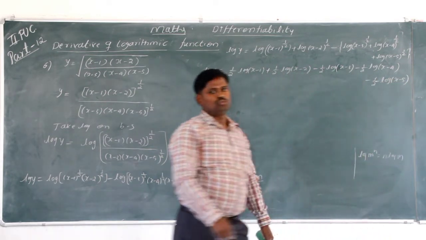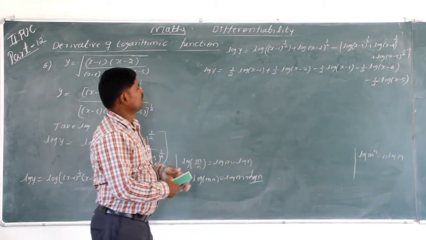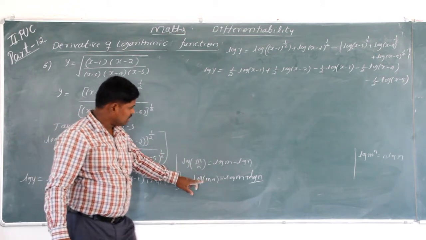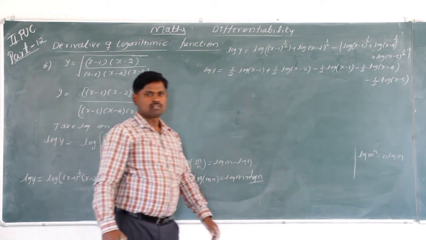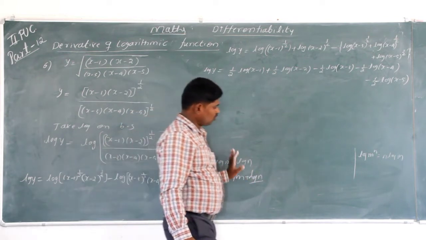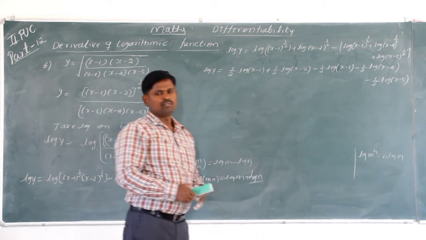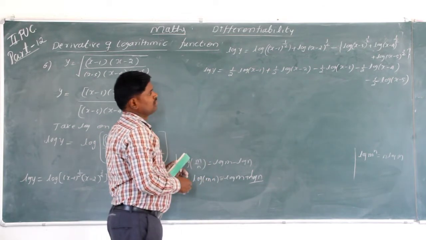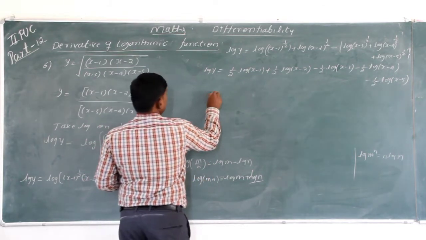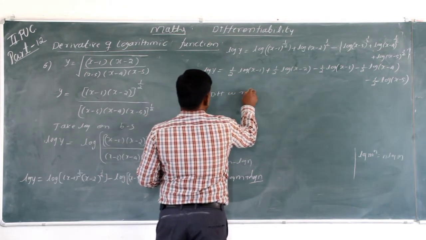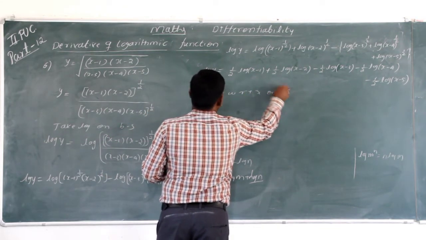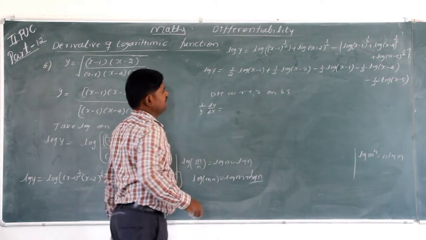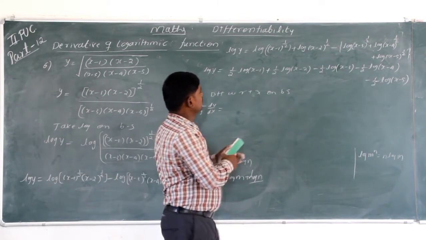So these are all by using the properties. See here, using this property and that one. So these are all very important. Unless you know all these, it is not possible to write a derivative. Very easy. Now we are going to differentiate the term easily. So differentiate with respect to x on both sides. That is 1 by y into dy by dx is equal to, so we are going to differentiate the term separately.